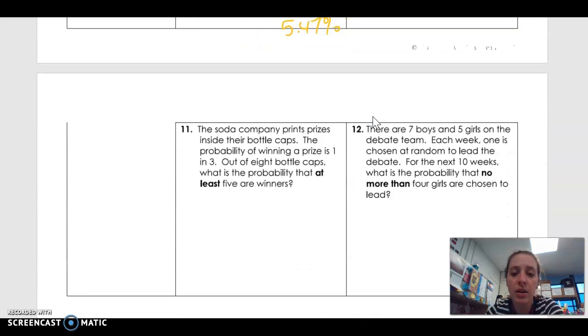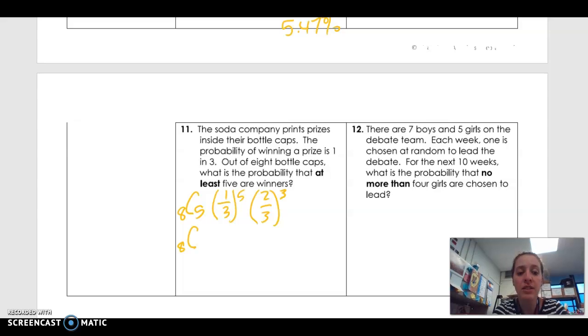So let's look at number 11 together as well. The soda company prints prizes inside their bottle caps. The probability of winning a prize is 1 in 3. Out of 8 bottle caps, what is the probability that at least 5 are winners? So I would have to look for 5 being a winner, 6 being winners, 7, and 8. So I'm going to go ahead and look at all of those things. I've got my 8C5, and the odds of winning are 1 in 3, so that means that the odds of losing are 2 out of 3.